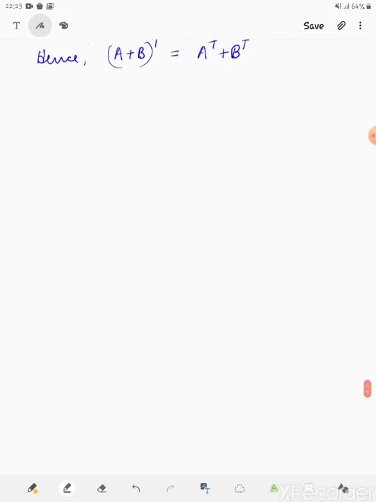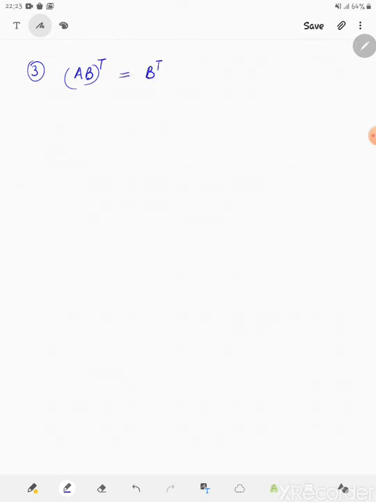Coming to the third property, it's a product rule. So say suppose there are product of matrices A and B and we take out the transpose of this product, then this will be equal to B transpose into A transpose. अगर हम दो मैट्रिक्स A और B का गुणाफल निकालते हैं AB और उसका ट्रांसपोज करते हैं तो वो किसके बराबर हो जाएगा? बी ट्रांसपोज और ए ट्रांसपोज का गुणाफल.